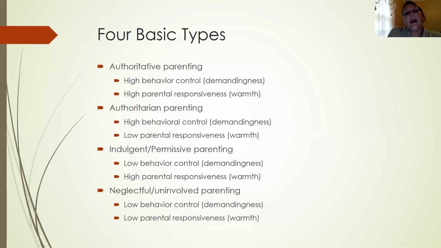Okay. Now, the final type here is the neglectful or uninvolved parent. There's not a lot of demandingness. Not only do they not set boundaries, they don't necessarily care what the child does, but there's also very low warmth or responsiveness. So the parent might be completely uninvolved, might not be present, and when the child needs affection or needs something, the parent is not providing that. So this is a very neglectful style of parenting where the kid can do whatever they want, but they're not getting that warmth that they would get, for example, in indulgent or permissive parenting. So those are the 4 basic types.